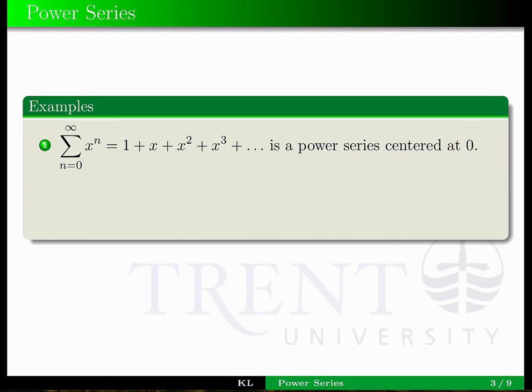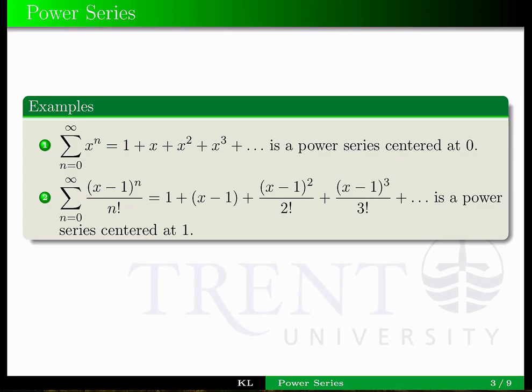So notice you don't see an a. This is actually (x minus 0) to the power n, and then you have the sum from n equals 0 to plus infinity. And of course, the c sub n is equal to 1 for all n. So indeed, this is a power series centered at 0.